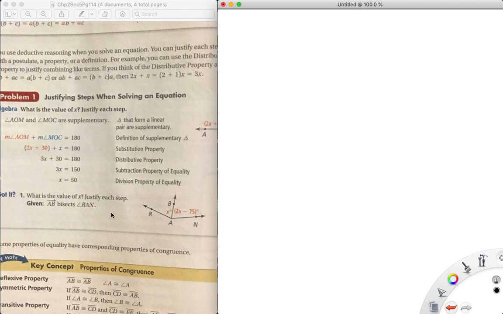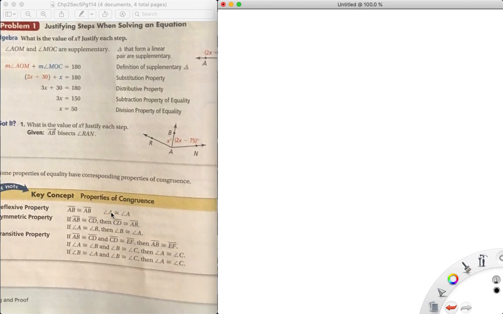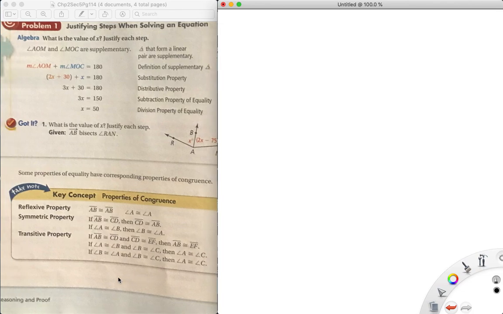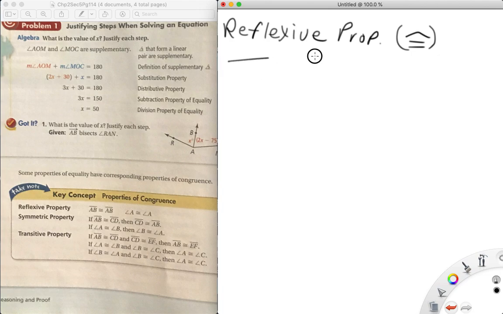Now we have properties of congruence. And property of congruence says that if I have the same properties that I had before with equality, then I can transfer them into congruency. They're the same properties. So we talked about before the reflexive property of equality, we also have the reflexive property of congruency. So I'm going to say reflexive prop. And this time I'm going to put the congruency symbol here, so we know that we're dealing with congruency.